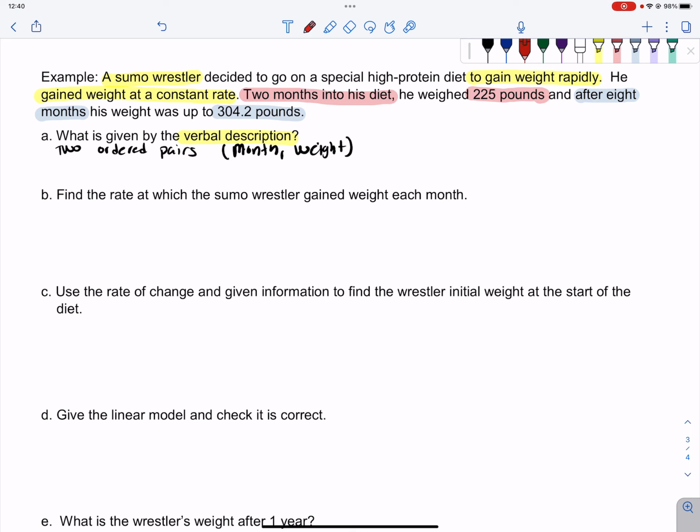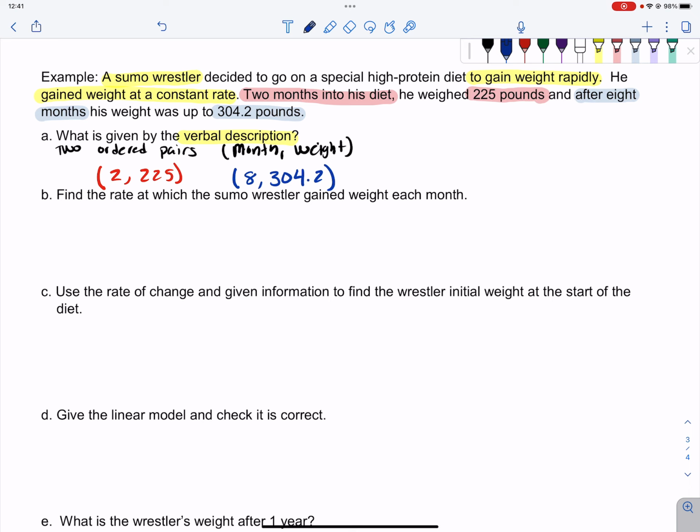So for our ordered pairs, 2 months into the diet, he weighed 225. So we have 2, 225 for the first ordered pair. And then 8 months, his weight was 304.2. So we also have 8, 304.2.